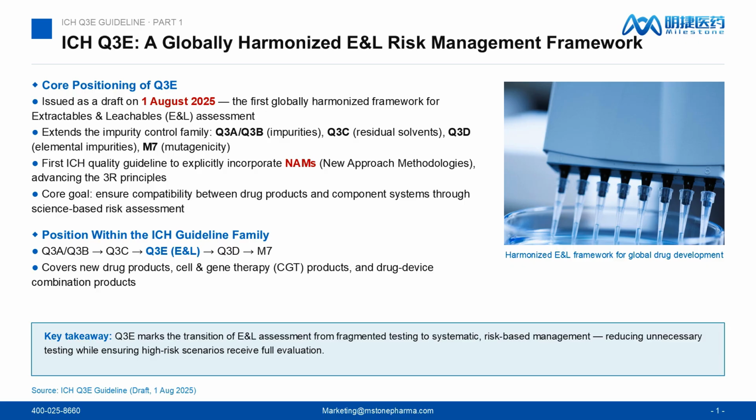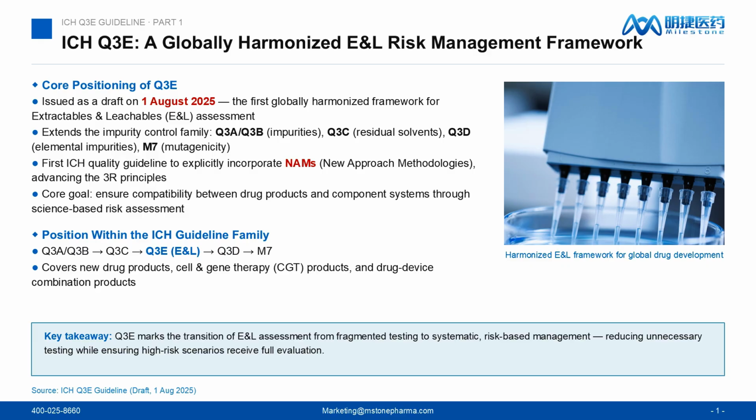So, what is Q3E? On August 1, 2025, ICH published the draft of Q3E, and this is genuinely historic because it is the first globally harmonized framework for extractables and leachables. Before Q3E, if you asked the FDA, the EMA, and the NMPA how to do an E&L study, you would get 3 different answers, plus a patchwork of USP chapters and PQRI recommendations. Companies doing global submissions had to design studies that satisfied everyone, often by doing the strictest version of everything. That is what I call fragmented testing.